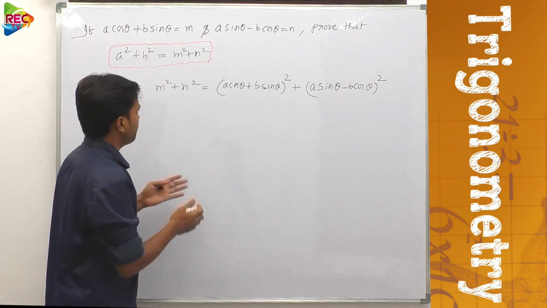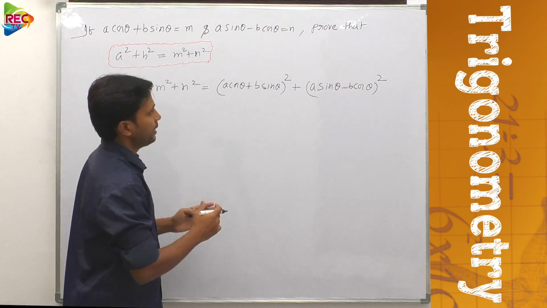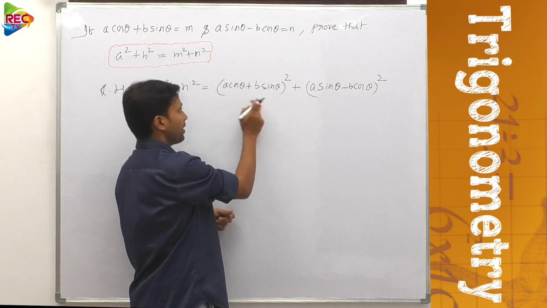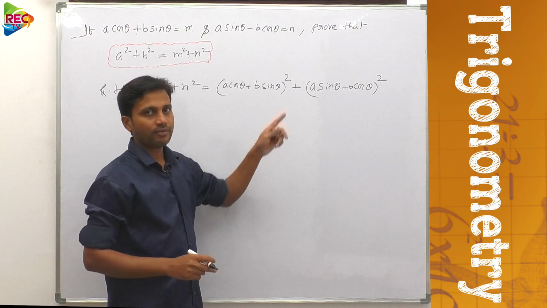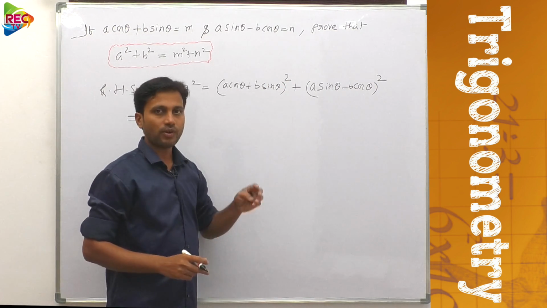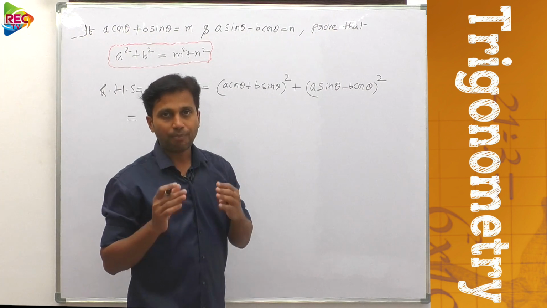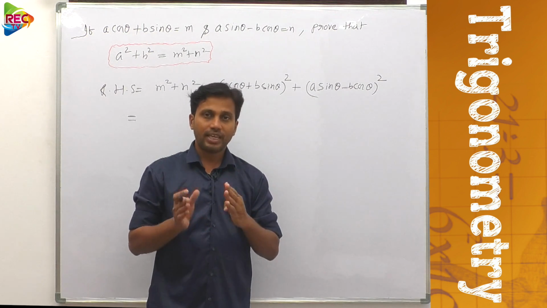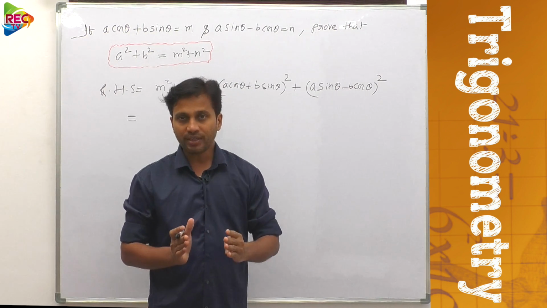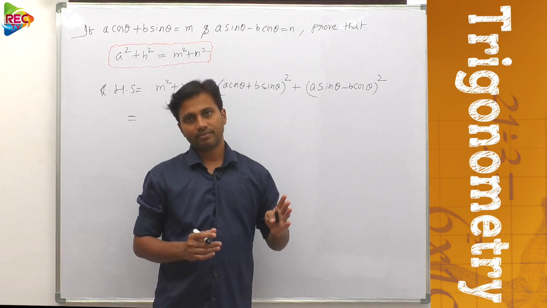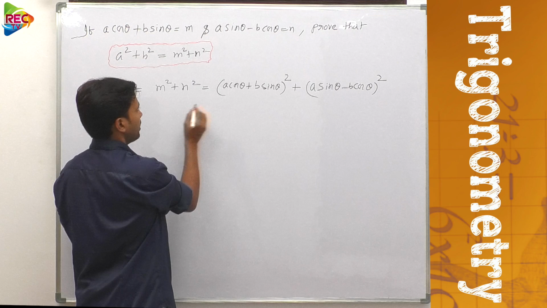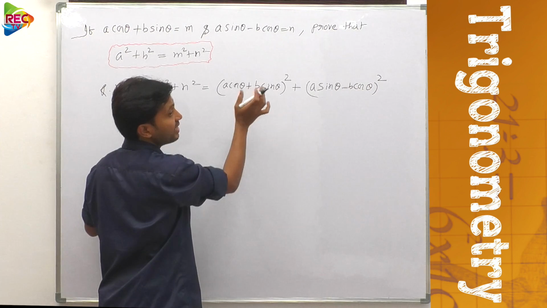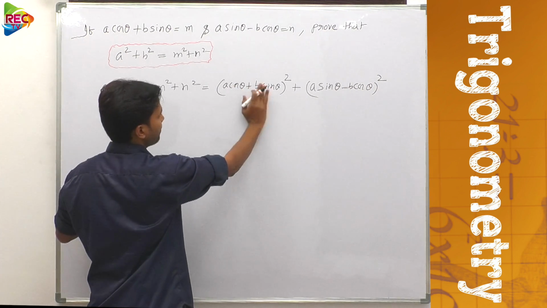Now let us do the further step. What we need to do? Here first we need to solve this first bracket, and second we need to solve the next bracket. In this bracket what is given? a cos theta plus b sin theta whole square, which is in the form of a plus b whole square. It is a very important algebraic identity. a plus b whole square can be expanded to a square plus b square plus 2ab. Here a cos theta is considered to be a, and b sin theta is considered to be b. Then this is a plus b whole square.